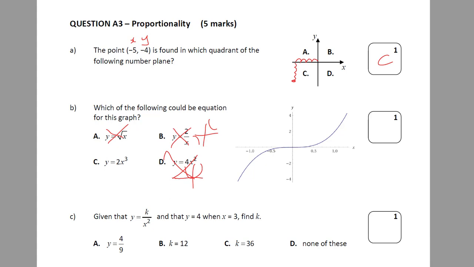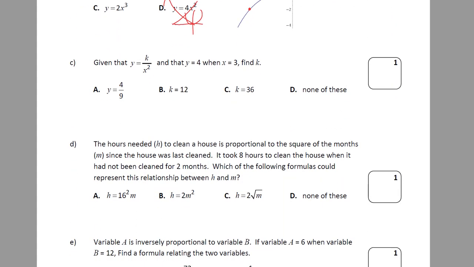It's definitely cubic. And let's check it. 2 times 1 cubed is 2 by 1, which is 2. 2 by minus 1 cubed is 2 by minus 1, which is minus 2. When you cube a negative, it stays negative. That's the one we're after.